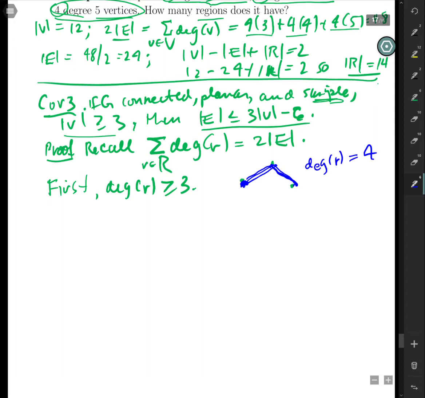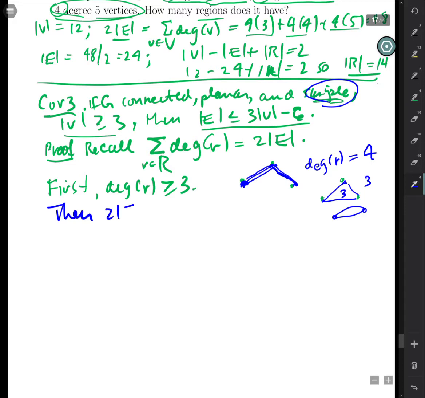Now we can get a region of degree 3. If I did something similar, again there are at least 3 vertices, so I could have just 3 edges like that, connecting them, and each of the regions has degree 3. But there's no way to get a degree 2 region, which would result if you had multiple edges like so, but that's disallowed because it's simple. So each region has degree 3 or more.